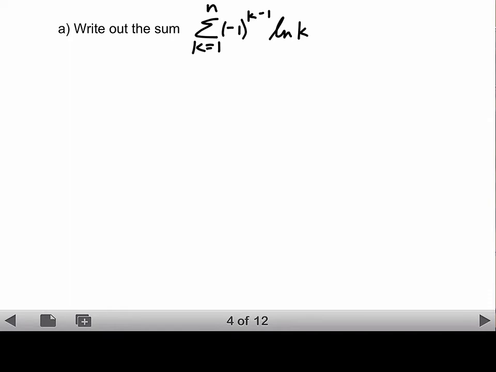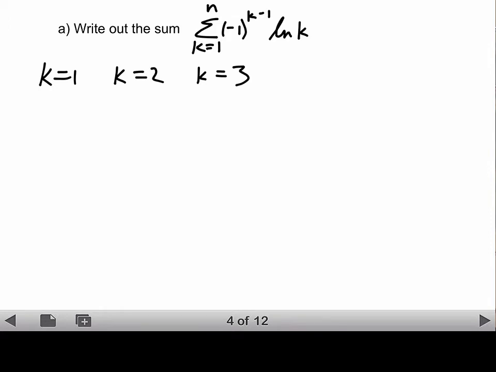Next, we're asked to write out the sum as k goes from 1 to n of negative 1 to the k minus 1 times the natural log of k. What am I supposed to do if it doesn't have a number at the top, but it has the letter n? Well, you go up to n. The way we're going to do that is, first we're going to consider k equals 1, k equals 2, k equals 3. But then we're going to go generic, and I'll show you what I mean.